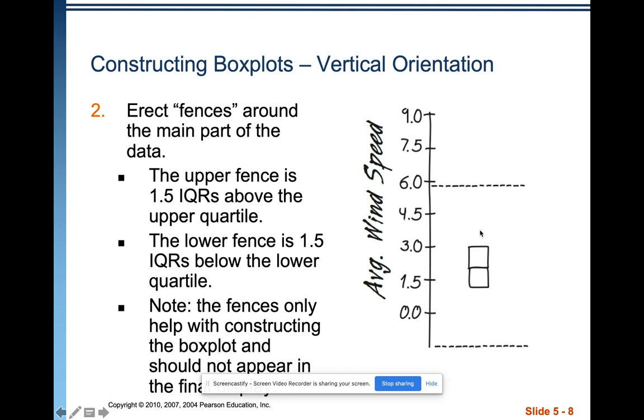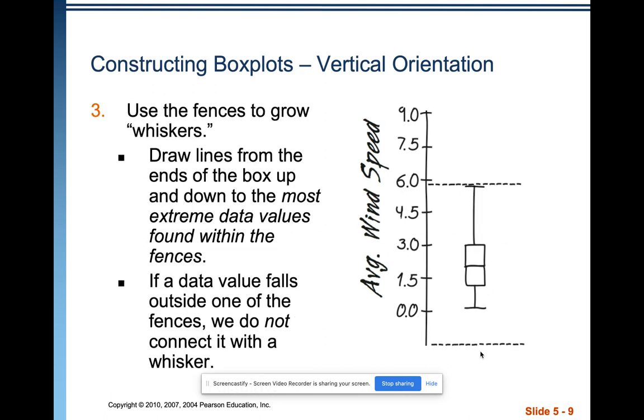All right. Now, you want to go ahead and put in the fences, which are going to be 1.5 IQRs above the upper quartile, the third quartile, and 1.5 IQRs below the lower quartile. And remember, these fences tell us if any values are outliers. If the extensions we're going to make go beyond the fences, then we know we have outliers. Now, technically, these are not part of the box plot itself. It's just going to help us determine outliers. So you want to do this really lightly so that you can erase them at the end.